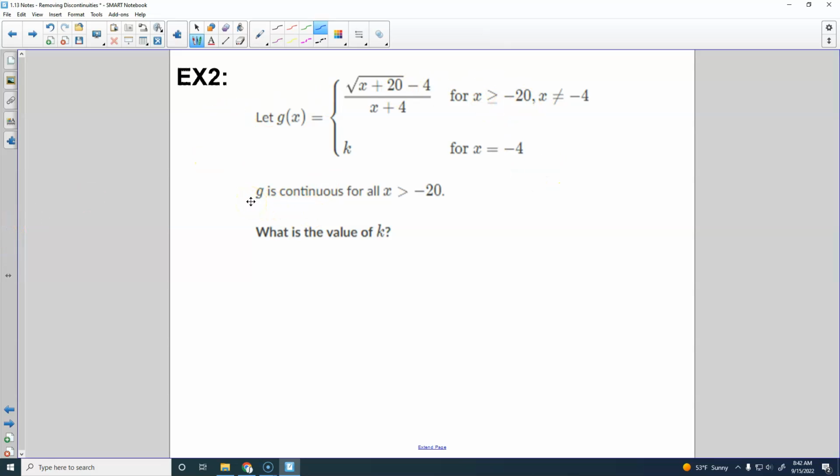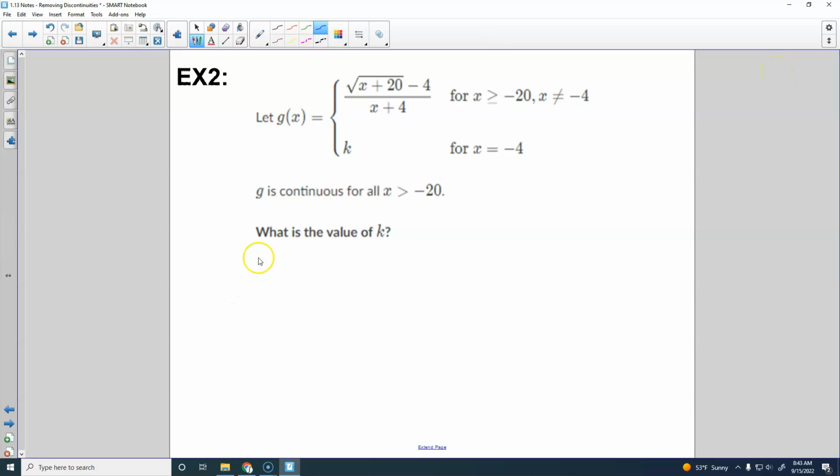This is not telling us to make g continuous on all real numbers, just for x is greater than -20, right? So we're really not concerned with this -20 because it's already restricted there. We couldn't ever make it continuous without adding another piece of a function to it. But what we are going to see is at -4, here we're going to get 0/0. So we've got a hole in the graph probably that could be filled with a value at this -4. So that's the value we're really concerned with.